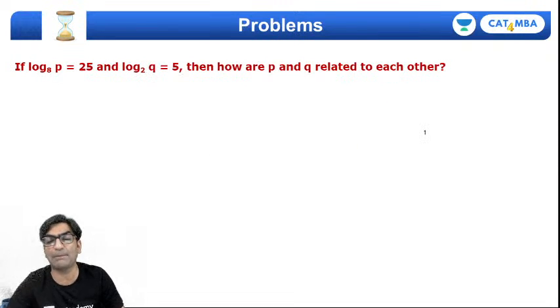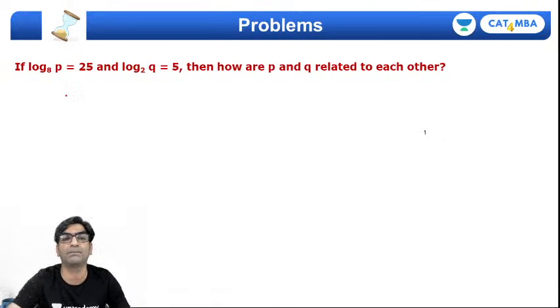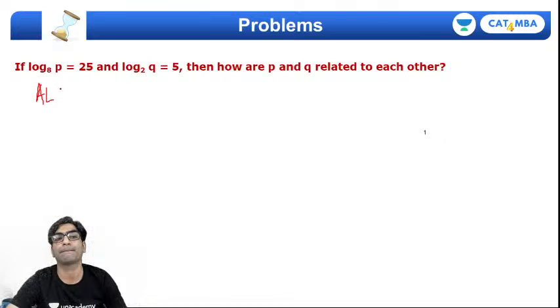Okay, slightly more application based is this problem. Log P is given to me as 25, log Q is given to me as 5. How are P and Q related to each other? तो P और Q कैलकुलेट करना है, तो यहाँ पे एंटी-लॉग ले लेते हैं. If you take an anti-log, what will you get? P will be equal to 8 power 25 and Q will be equal to 2 power 5, right?